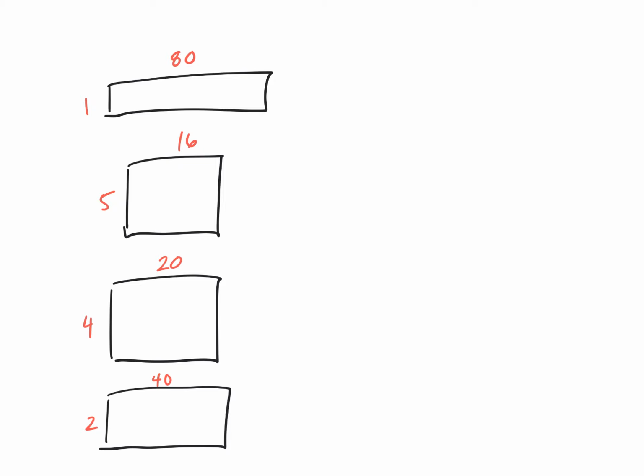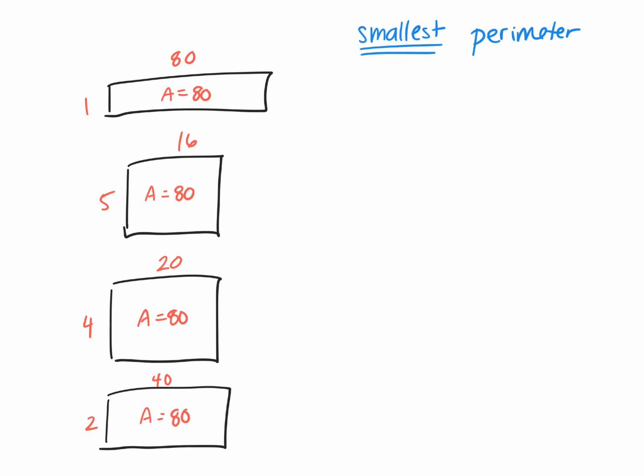So these are all the possible combinations, because we know that if we find the area of all of these, the answer is going to be 80. It has to have an area of 80 meters squared. Now the area is the same for all of these, but we're going to figure out which one of these has the smallest perimeter. Is the perimeter the same for all of these? No. So how do you calculate perimeter? You add up all the sides, right?